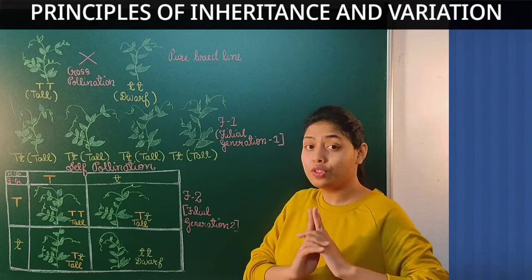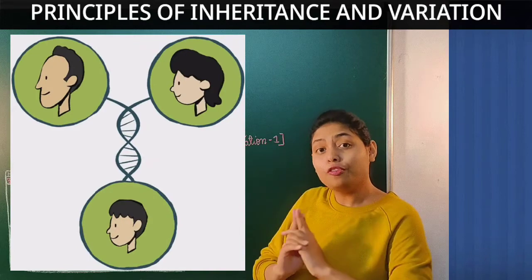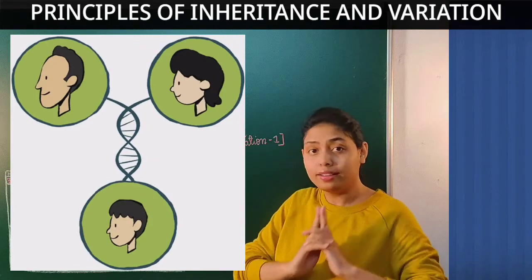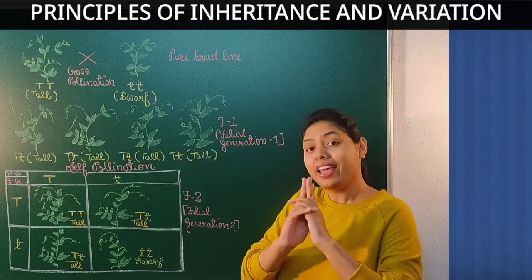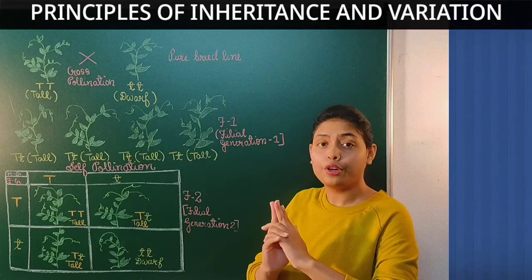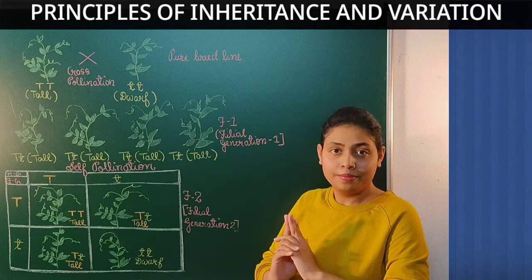We have studied, children, that an offspring contains half of the genes from its mother and half of the genes from its father. And hence, the genes present in an offspring responsible to produce a trait are present in a pair.